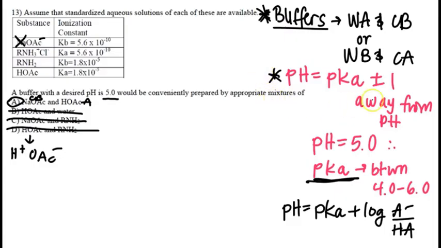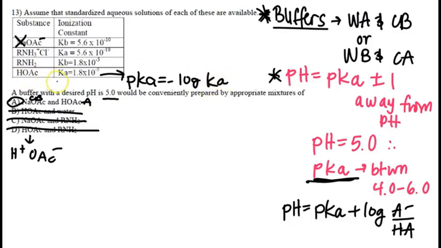Now, if you were trying to go ahead and figure out the pH based on the pKa values and trying to get a range between 4.0 to 6.0, it's easy when it comes to the ones that already give you a Ka value. So if I get the pKa of this, pKa is simply going to be the negative log of whatever your Ka value is.